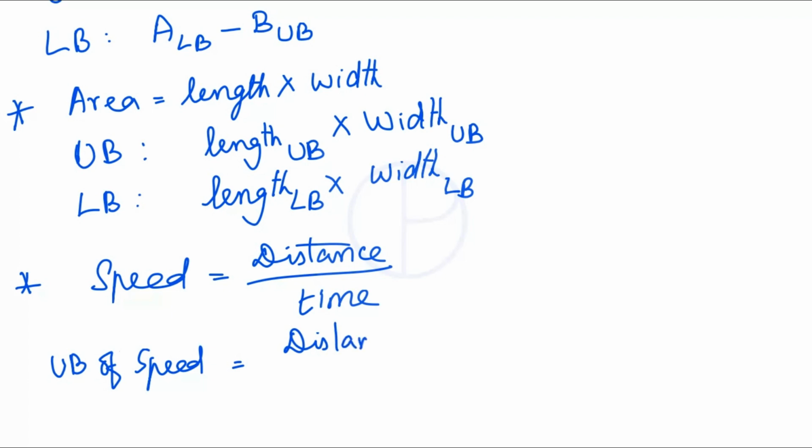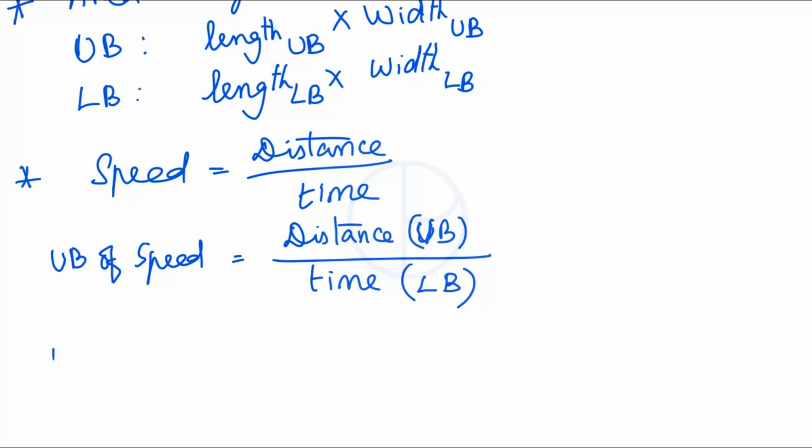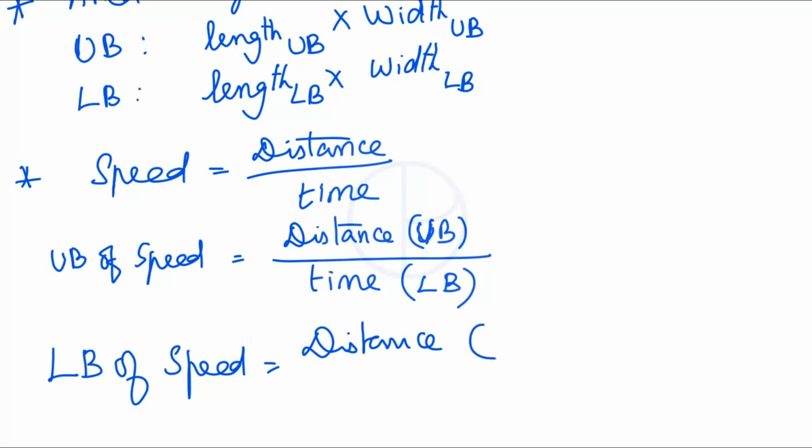So for the upper bound of speed, to get the upper bound distance, we have to take the upper bound, and for time we have to take the inverse, so the lower bound. To get the lower bound of speed, for distance take the lower bound value, and for time take the higher bound value, that is the upper bound value.